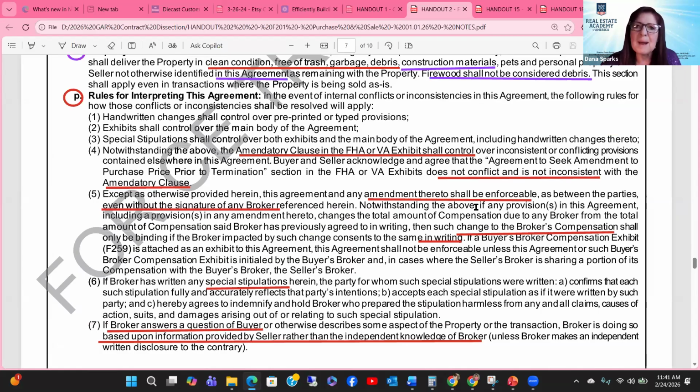Now, there is a section in here about the amendatory clause paragraph in the FHA and VA loan contingency exhibits, which I'll cover in just a moment. Those control. What that means is, a buyer and seller cannot write a special stipulation that overrides the federally regulated amendatory clause. Basically, if a buyer's getting an FHA or VA, a government insured loan, and the property does not appraise, the buyer does have the right to terminate the contract and get full refund of earnest money. It doesn't matter if buyer and seller write a special stipulation to the contrary, that protection prevails. There are a couple of stipulations I'll get to in just a minute.